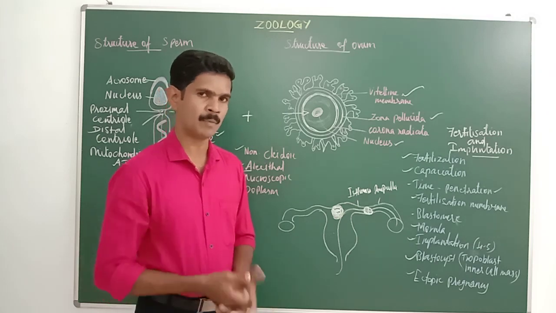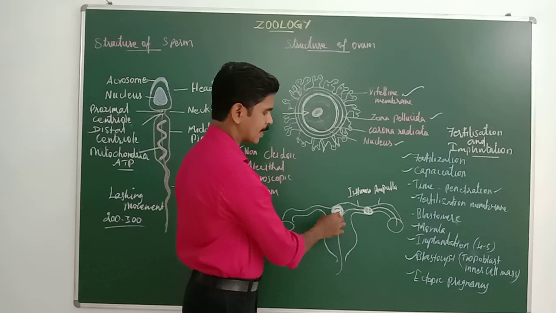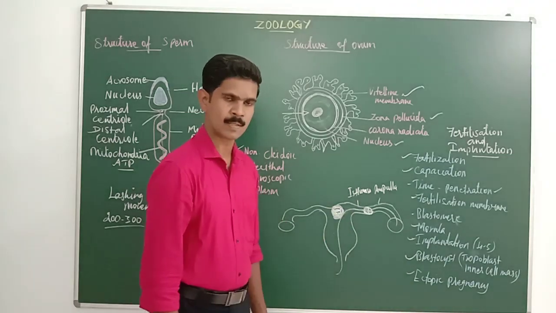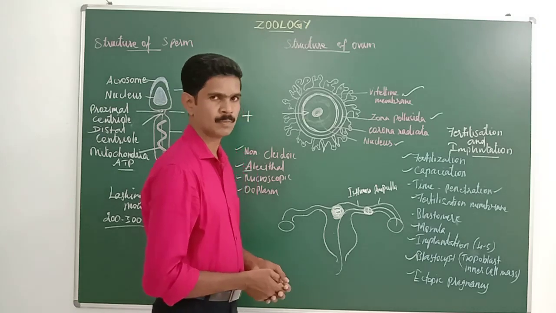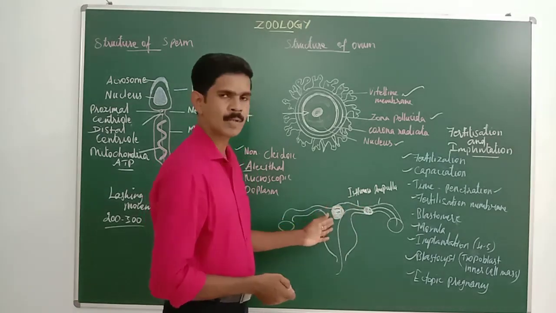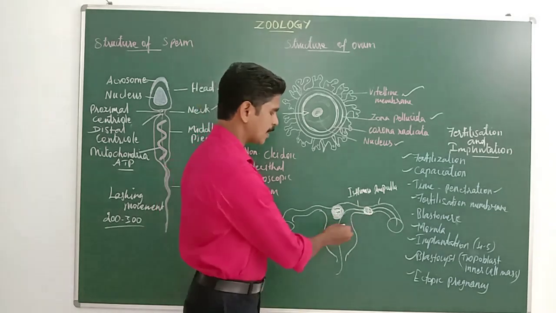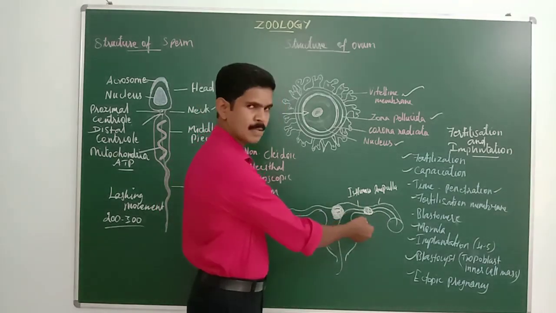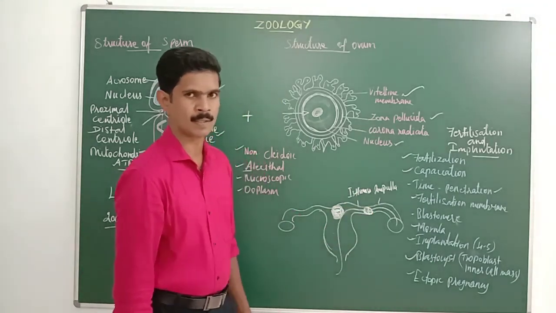Sometimes in some female bodies, this morula will not come and attach to the wall of the uterus. Sometimes it is attached inside the fallopian tube. Okay, it will not move to the uterus region. So it is called ectopic pregnancy. So pregnancy outside the uterus, that means pregnancy inside the fallopian tube, is called ectopic pregnancy.